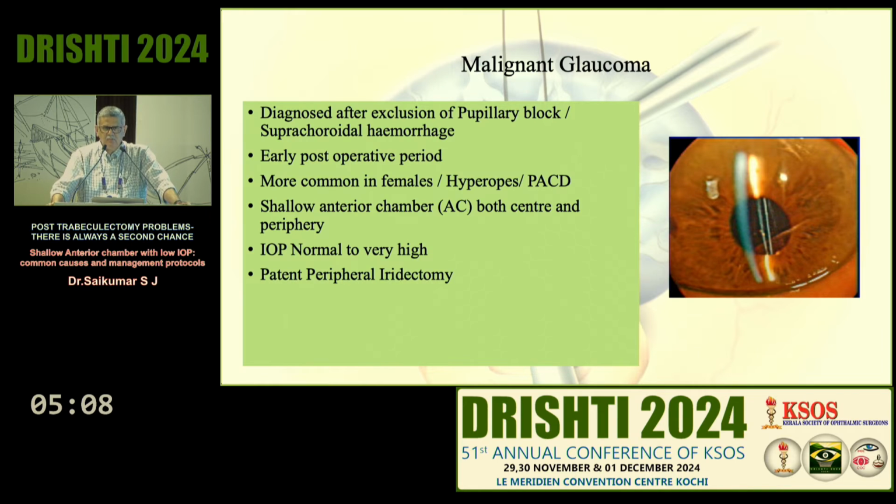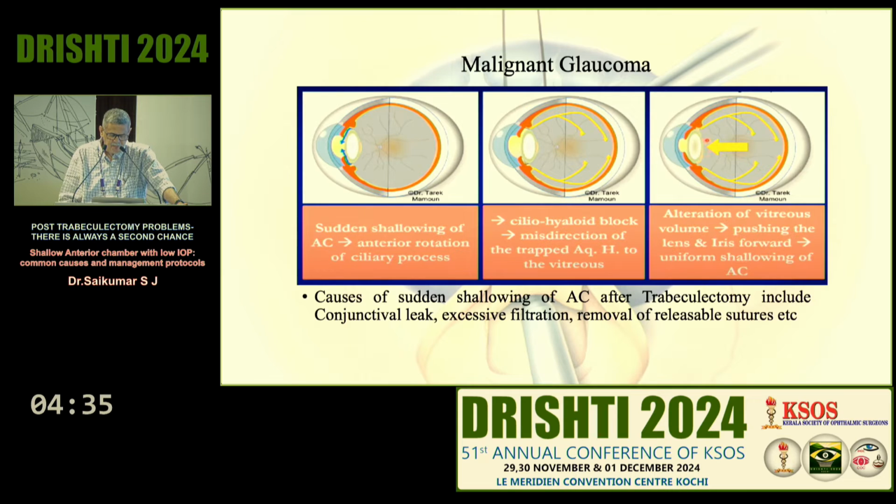Aqueous misdirection or malignant glaucoma is actually a diagnosis of exclusion, once you have made sure it is not a pupillary block or a suprachoroidal hemorrhage. It's more common in hyperopes. You have a shallow anterior chamber both in the center as well as in the periphery. The IOP can range from normal to very high in the presence of a patent peripheral iridotomy. So you know that there is some collection behind the posterior capsule which is pushing the entire lens iris diaphragm forward and causing this malignant glaucoma.